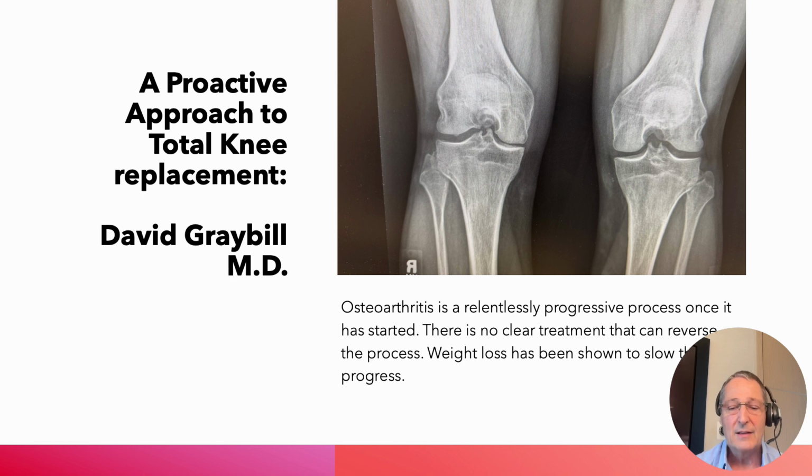Again, it's relentlessly progressive. Here is a knee labeled R. It has some narrowing on the inside of the knee. It's kind of maybe in the late mild to early moderate range. It will eventually progress. I believe this is my knee, and eventually I had a knee replacement.